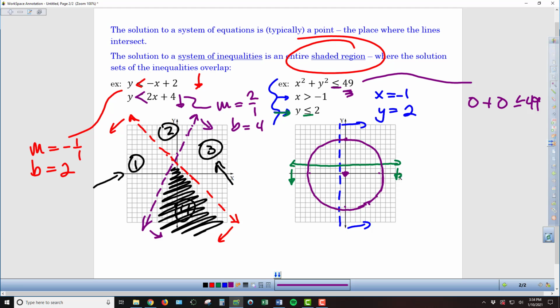And so then, if I'm inside the circle, below the green line, and to the right of the blue line, that means that my solution region is all the points that are inside of the circle over here. So any of those points that are in that region are solutions of all 3 inequalities, and so therefore solutions to the system of inequalities.